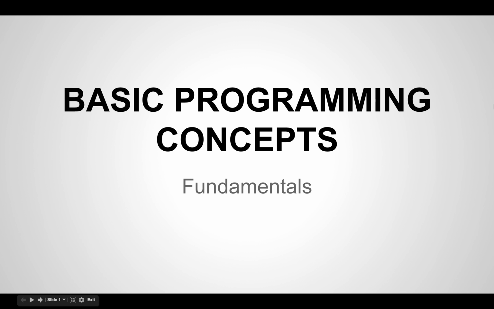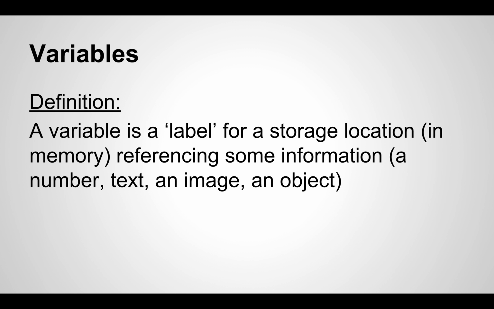Basic programming concepts. These are the fundamentals of any programming language, but we're going to use Swift as our focus here. So, variables. What's a variable? A variable is some kind of label for a storage location, and usually that location is somewhere in memory. And this references some information. Usually this information would be some data, like a number or some text, an image, or any other type of objects, like in a video game it could be a player or the score of a player.